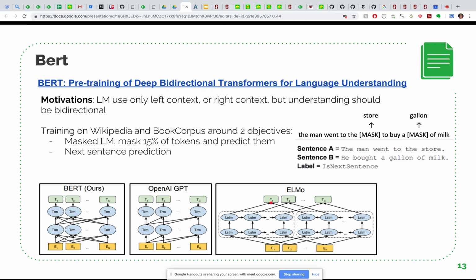So here is an image from the paper comparing different architectures, with the ELMo architecture having one forward language model and one backward language model, compared to BERT having an inherently bidirectional language model.